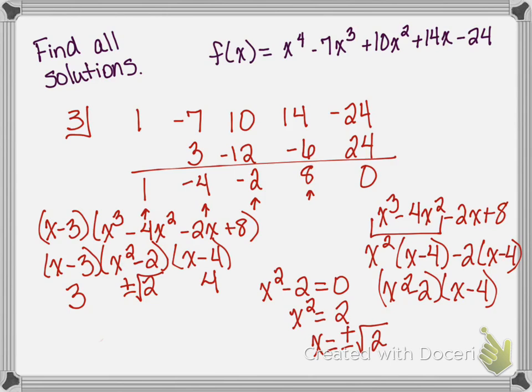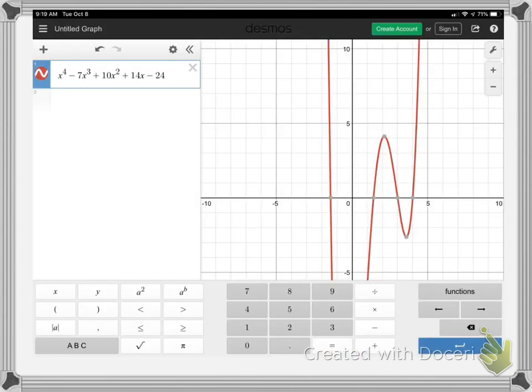Okay, so I have found all my solutions. And here is my graph. So here is my 3, here's my 4, here's my positive square root of 2, and here's my negative square root of 2.